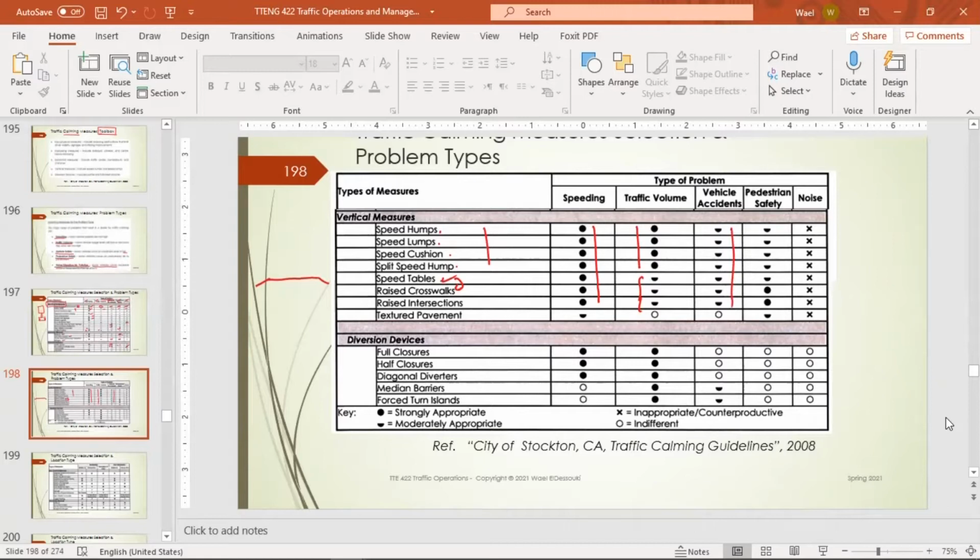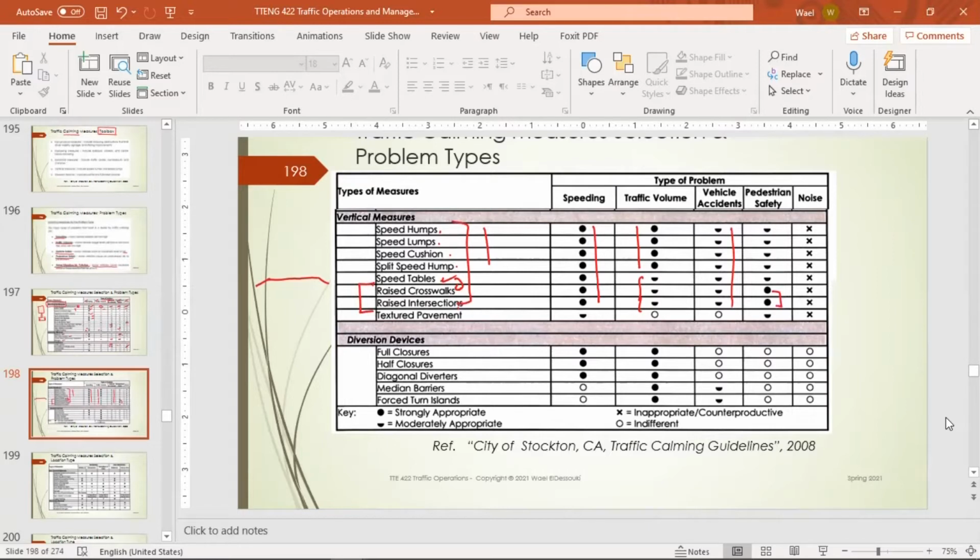But for pedestrian safety, speed humps, all of these, are not that efficient, but raised crosswalks and raised intersections are efficient for pedestrian safety. So these are the vertical measures. As you can see, if we have a problem with volume and speed, we go for speed hump. If we have a problem with safety, we go to raised crosswalks.